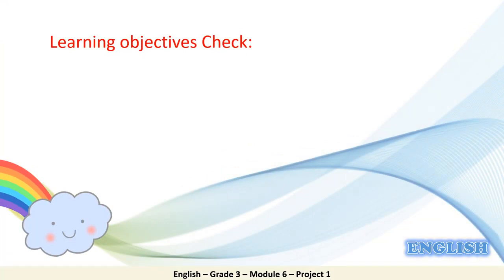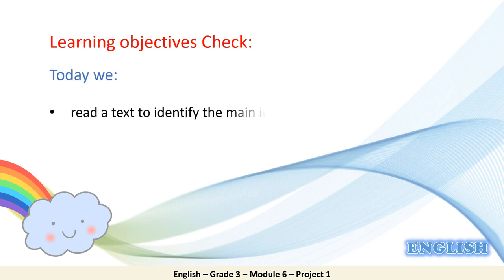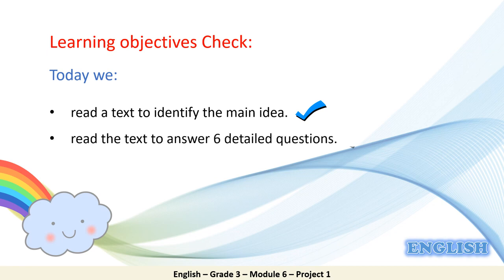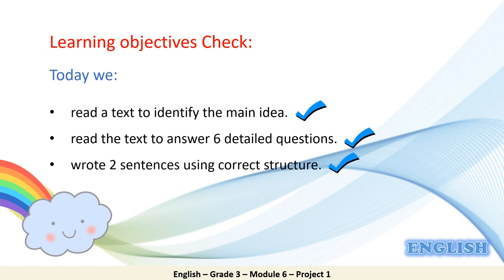We finally reached the end of our lesson. Let's go back quickly to check our objectives for today. We read a text to identify the main idea. We read the text and answered 6 detailed questions. And finally, we wrote 2 sentences using correct structure.